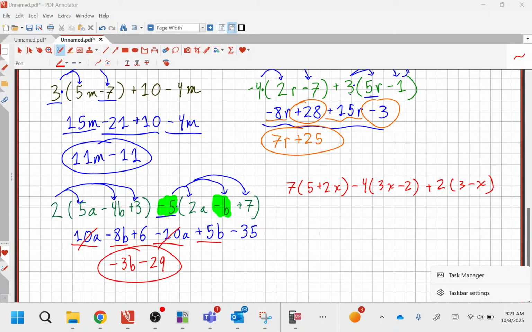I think you're good. And then the other thing was, this was a negative times a negative, so that should actually be a positive 8. Positive 8. 0, x is 0. Here we go. See you guys working together.